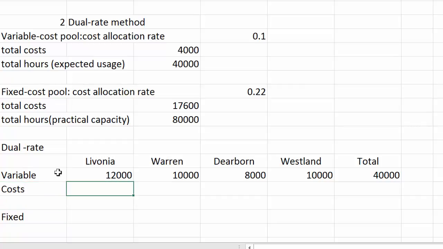In terms of cost, we are going to apply the 10 cents. That's the rate we're going to apply. We multiply 10 cents by the number of expected usage in hours to figure out the variable cost that should be allocated to each department unit. So let's multiply the number of expected usage hours by the cost allocation rate. Okay, so it shouldn't be that bad.